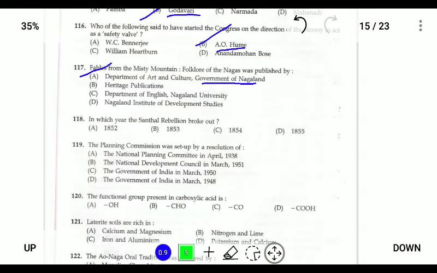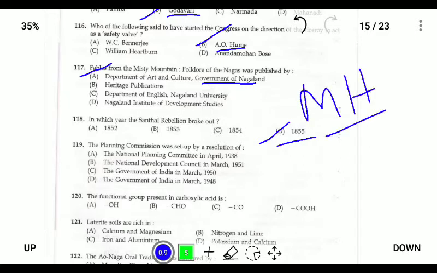Next, in which year the Santal Rebellion broke out? The Santal Rebellion broke out in 1855. It was before the revolt of 1857, and it covered the state of Maharashtra.